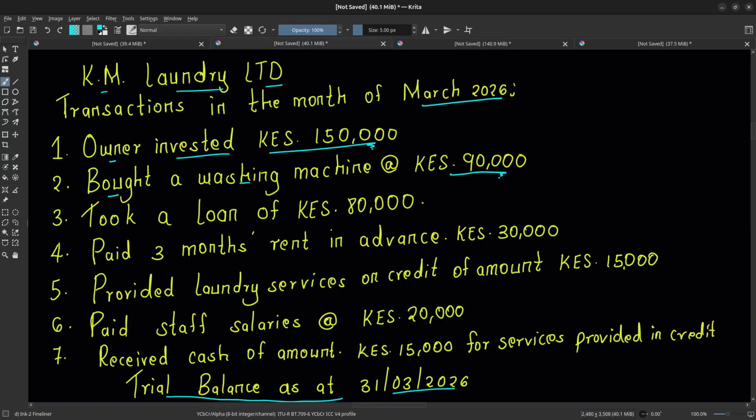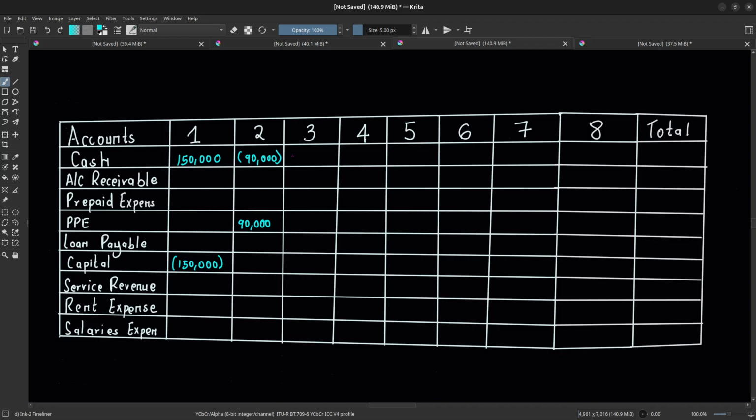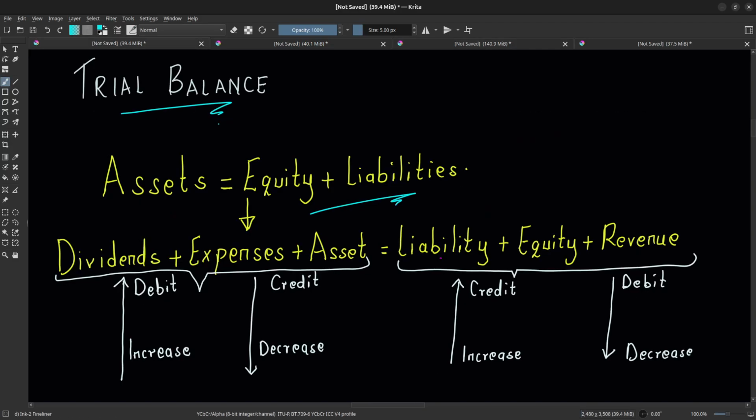Then for the third transaction, the business took a loan of Kenyan shillings 80,000. So first, that is an increase to the cash account by 80,000. And then you need to recognize that now you have a loan that needs to be paid later, which is, you credit the loan payable account to recognize that increase. Don't forget to recognize an increase to a liability account, you credit that account.